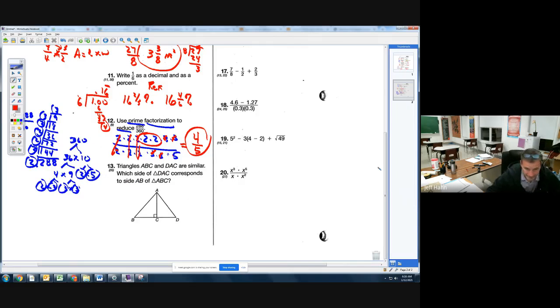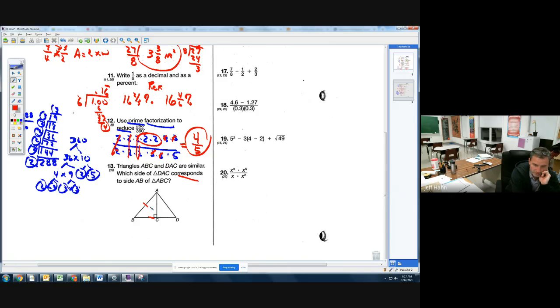Problem number 13, triangles ABC and DAC are similar. That means this triangle here, ABC, is similar to DAC, the 2 back-to-back triangles. What side of DAC corresponds with side AB? Well, here is side AB.